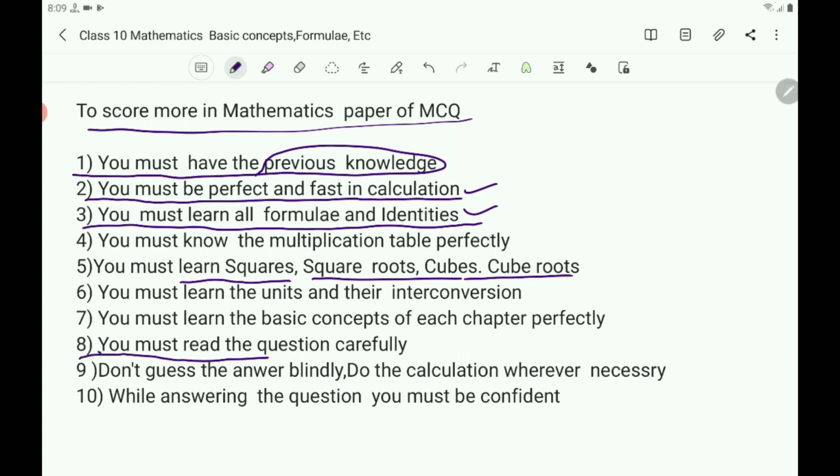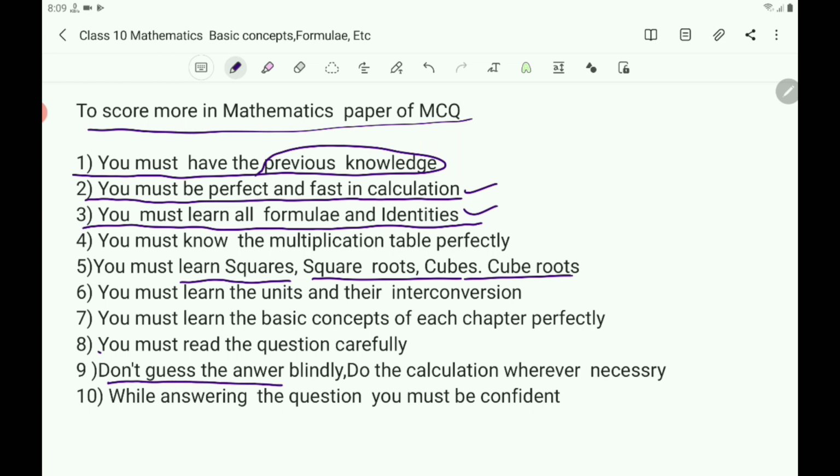Then you must read the question carefully. While solving the multiple choice question, read the question carefully. First you must understand the question. If you read the question carefully, you can understand it correctly, and then you can get the correct answer.